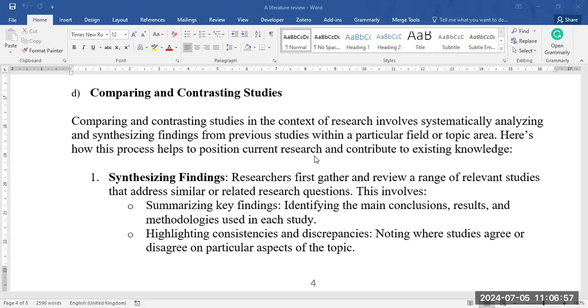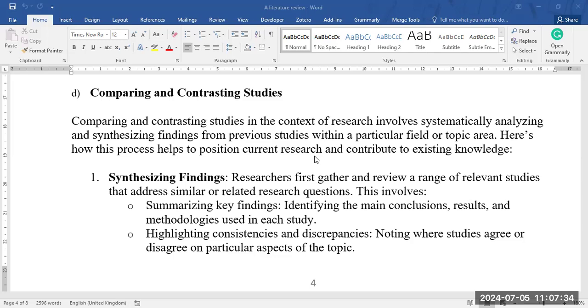Comparing and contrasting studies. Comparing and contrasting means, as I said, for the research problem and title, to identify the concept, it is necessary to review the existing scholarly works, like research works. Then they compare the different research works to understand their findings, whether they have the same findings or different findings.